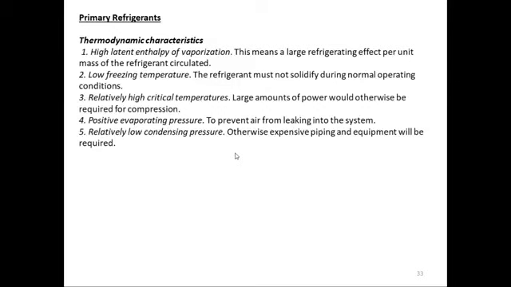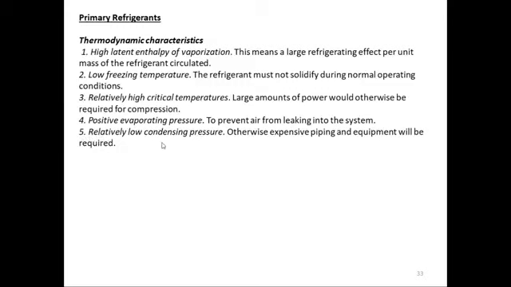But if it is working at a higher pressure than the environment pressure, atmospheric pressure, higher than 100 kilopascal or 1 atm, then if there is a leakage, the refrigerant will try to escape into the environment. In that way, there will be a hissing sound, and that can be easily identified and repaired. So that's why we want positive evaporating pressure.